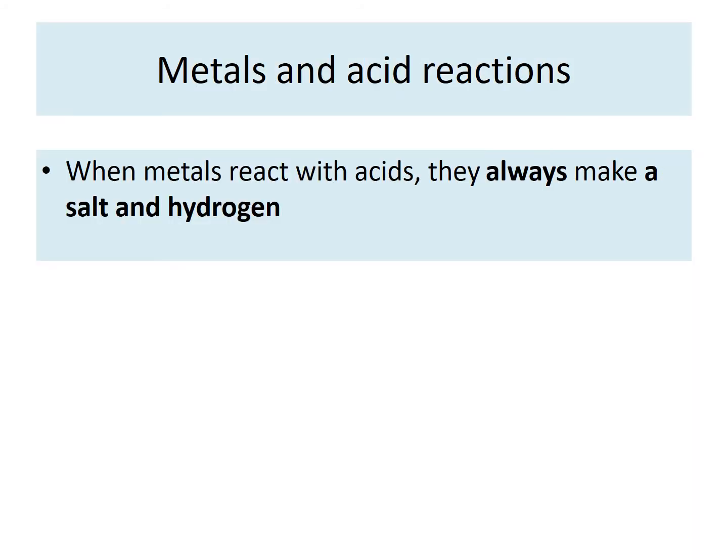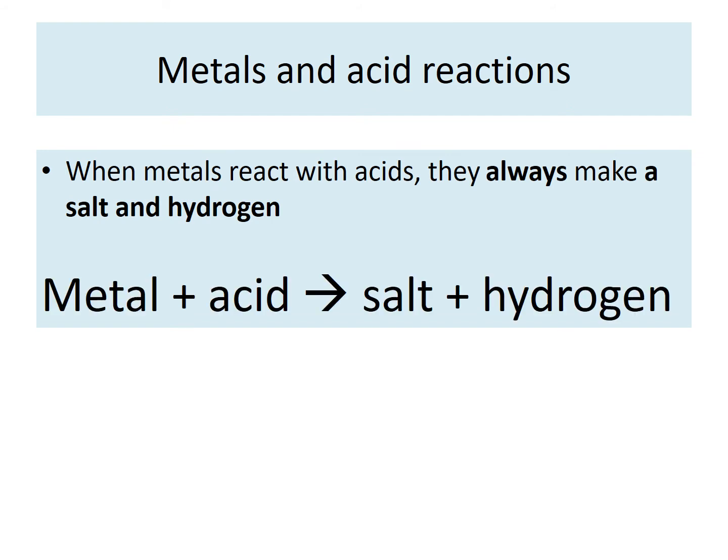So metals and acid reactions. We've had a look at some metals reacting with acids. We saw a diagram of what it might look like when we have those reactions taking place. When metals react with acids, they always make a salt and hydrogen. And the general formula for that reaction is metal plus acid makes salt plus hydrogen. So I want you to take 2 minutes and copy down the information that you can see in front of you.